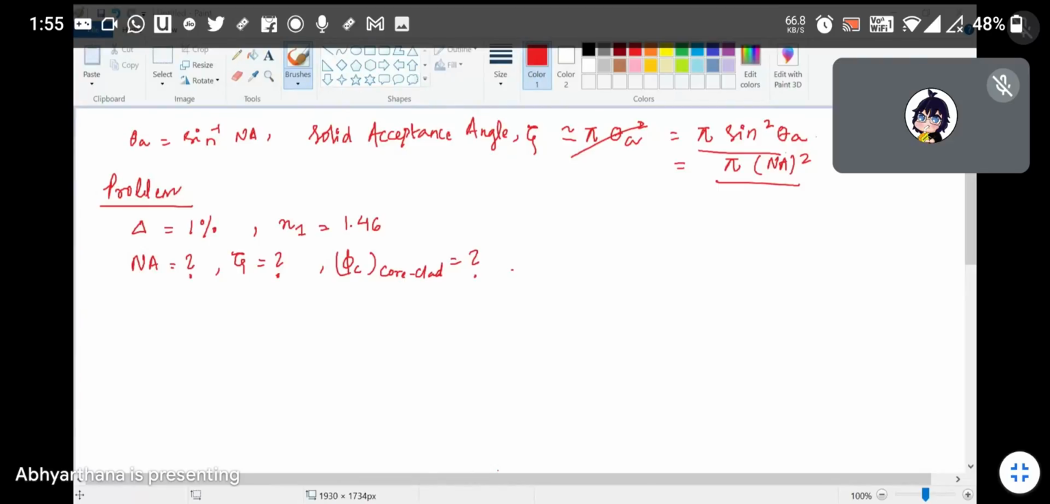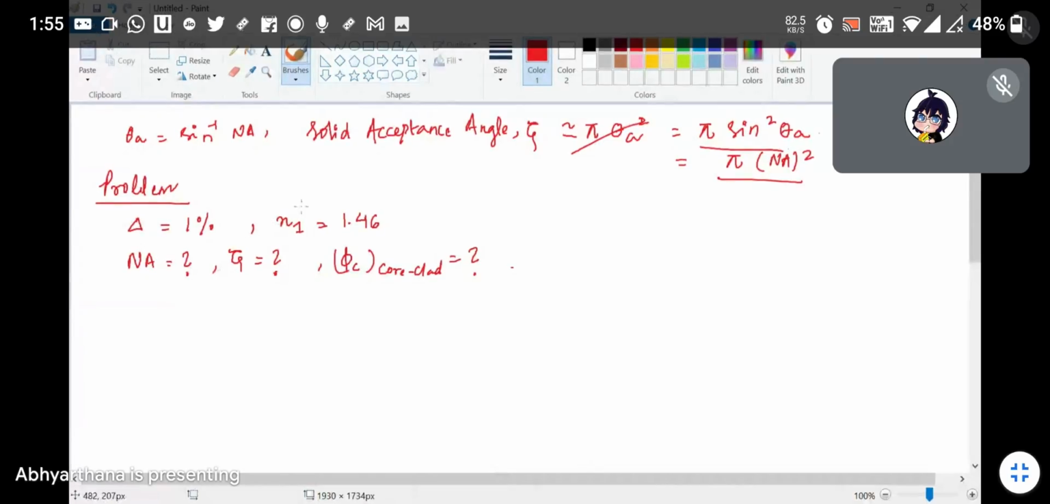N2 is missing. Okay. Anyone else? Anything missing? Who's agreeing that N2 is missing? I mean, missing in the sense that it is required for finding out the numerical aperture, for finding out the solid acceptance angle, and finding out your critical angle. Something which is missing.